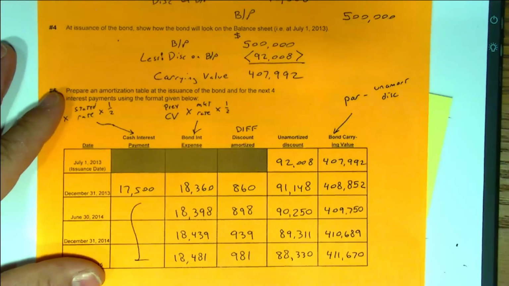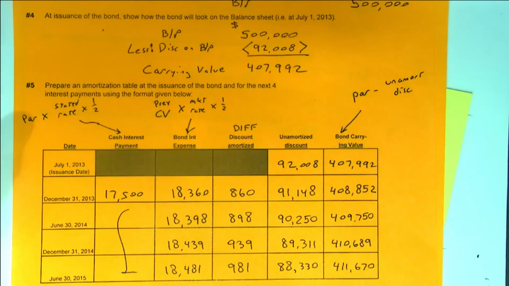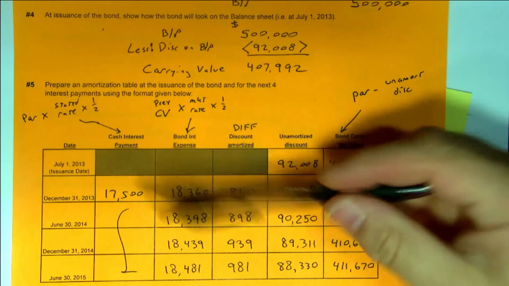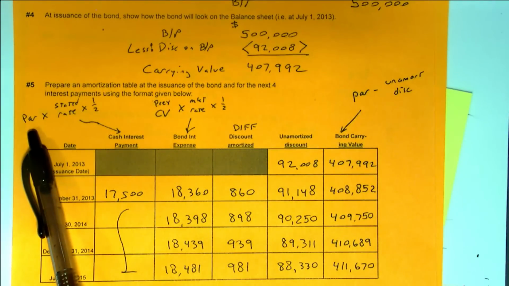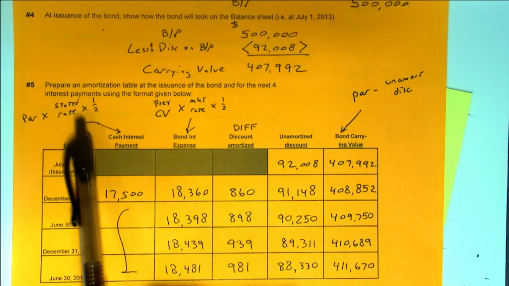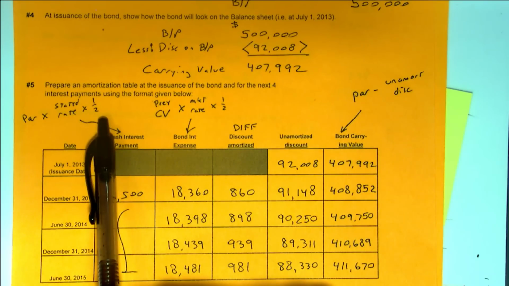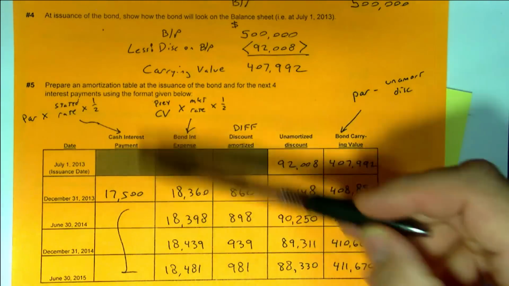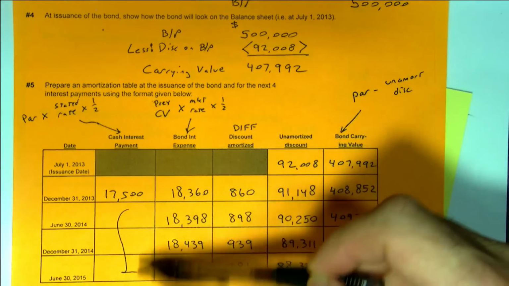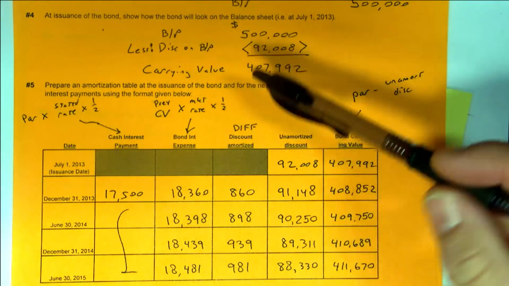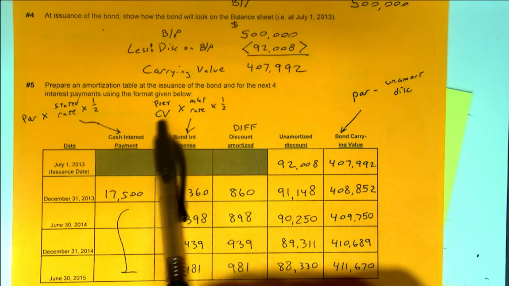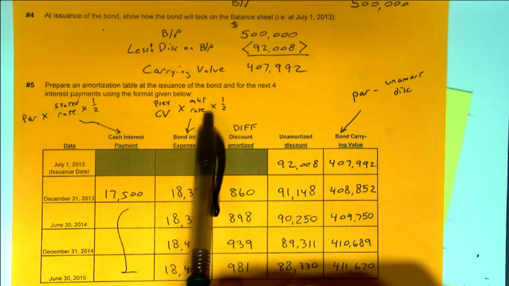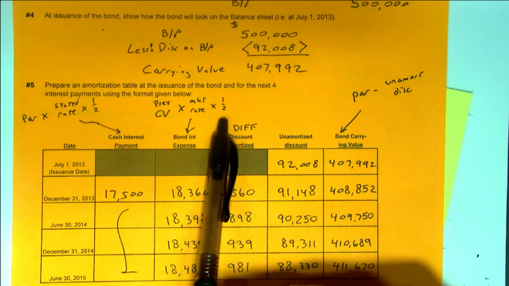Now remember how we calculate this. This column, we always figure out how much the cash interest payment is by taking the par value times the stated or contract rate times 1/2 since it's semi-annual. None of those factors change, so this is the same number each time. The bond interest expense, though, does change, right? Because we calculate that by taking the previous carrying value times the market rate times 1/2.